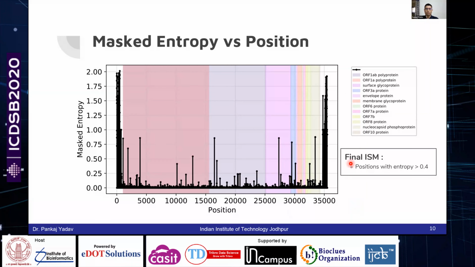So this is the plot that we got. On the vertical axis we have masked entropy, and on the horizontal axis we have positions. For each position you see the masked entropy measurement. The color coding here represents the different regions of the virus, like ORF1 polyprotein and ORF3A envelope protein. These are the different functional regions. For final selection, we consider those with entropy greater than 0.4, so somewhere over here we put a threshold.